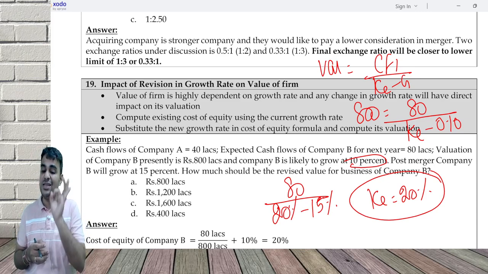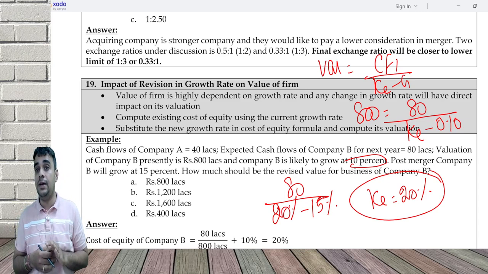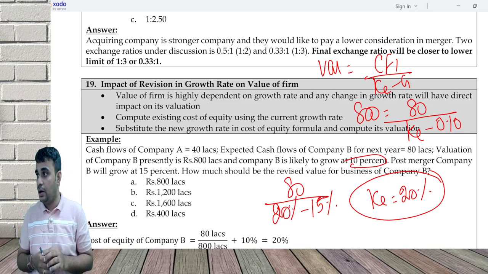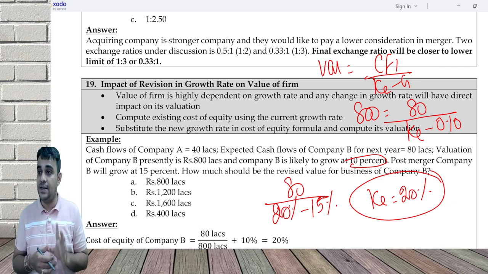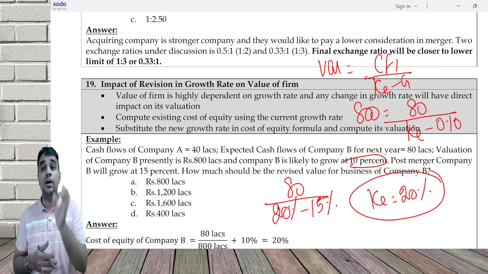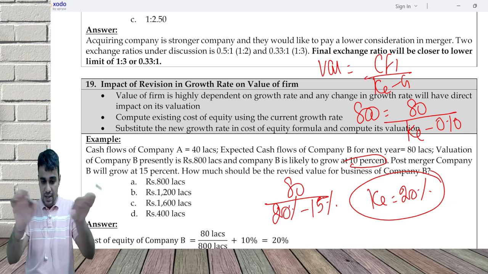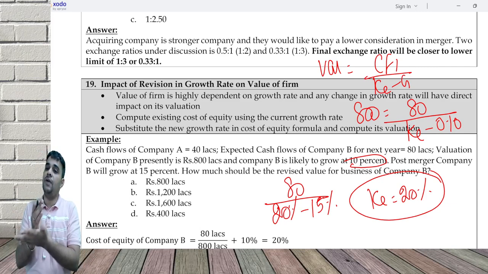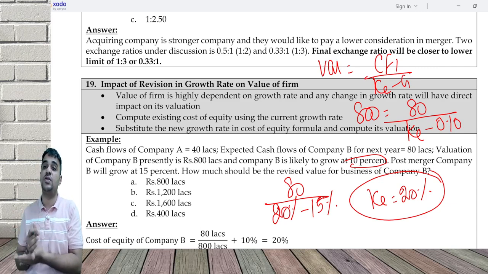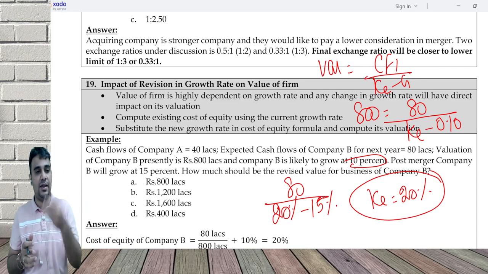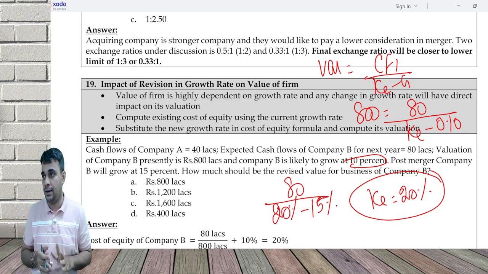So here they are asking what is the revised value for business of company B? The revised value will significantly go up. Reason is very simple. Earlier we were growing at 10%, now we'll grow at 15%, so Gordon's model will give a high valuation. In this example, company B value from 800 will go up to 1600 when you calculate the post merger valuation. Company A, they have not given any data. Doesn't really matter.